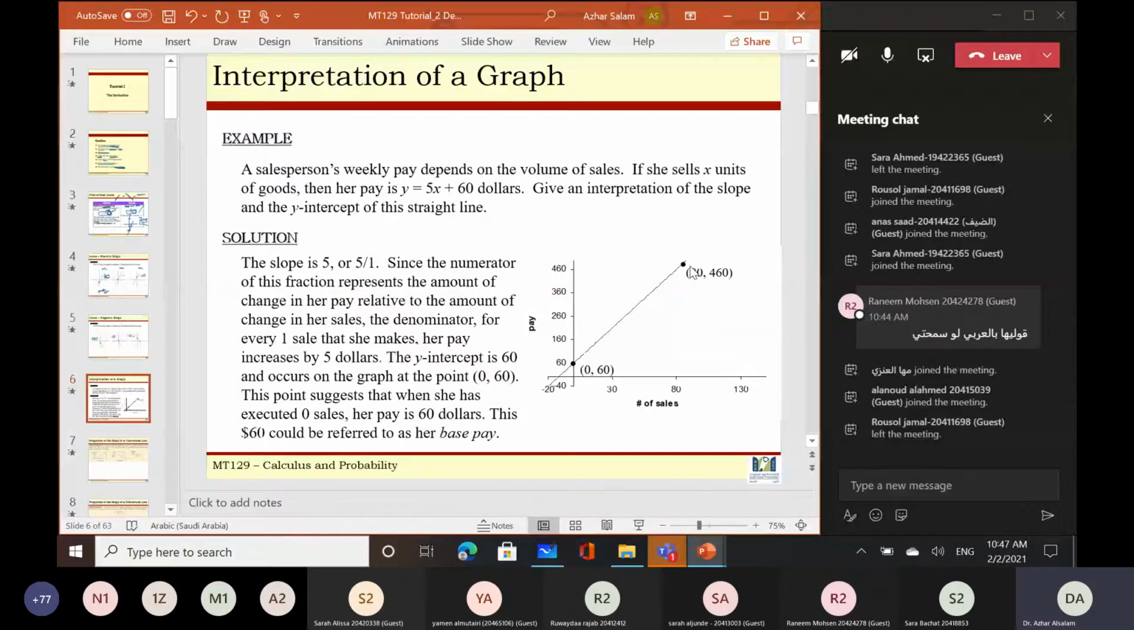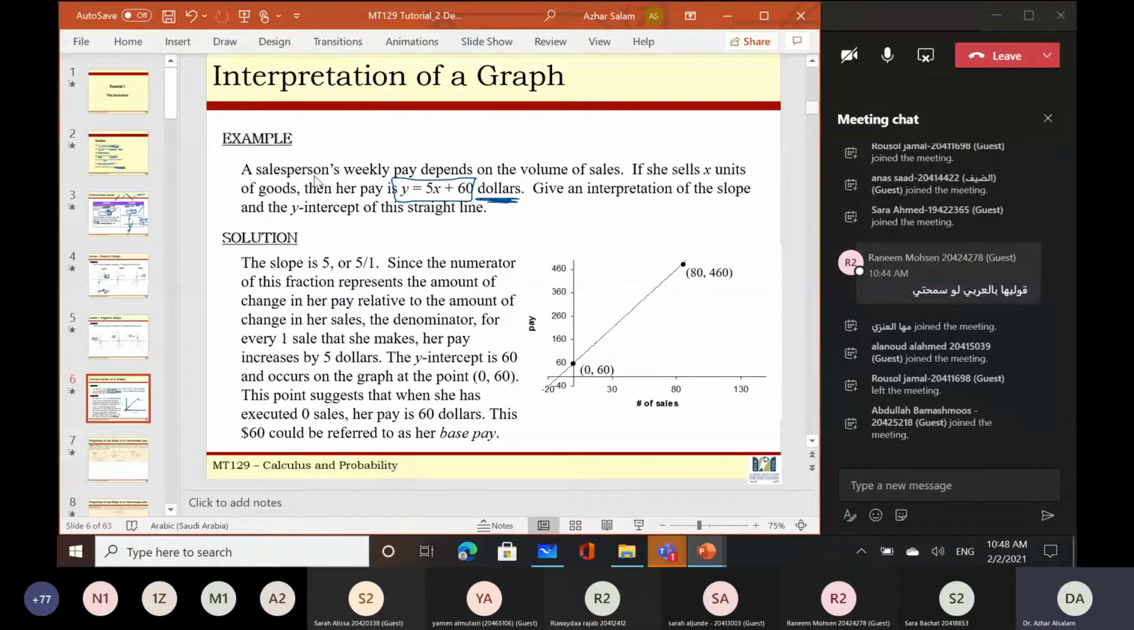Okay, this is an example. It's actually an application in business. The question here: a salesperson's weekly pay depends on the volume of sales. If she sells x units of goods, then her pay is given by this equation, y equals 5x plus $60. This equation gives me the payment of this person, the salesperson, the weekly payment. هذه المعادلة الخطية تعطيني قيمة المدفوعات للسيلز بيرسون، المدفوعات الأسبوعية. And it depends on the volume of sales. تعتمد على حجم المبيعات. كل ما زاد حجم المبيعات زادت البيمنت.